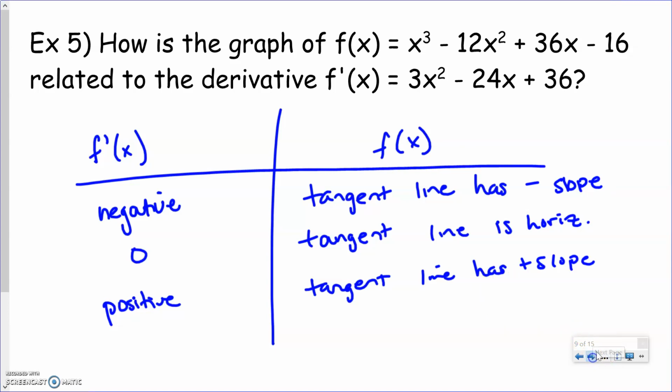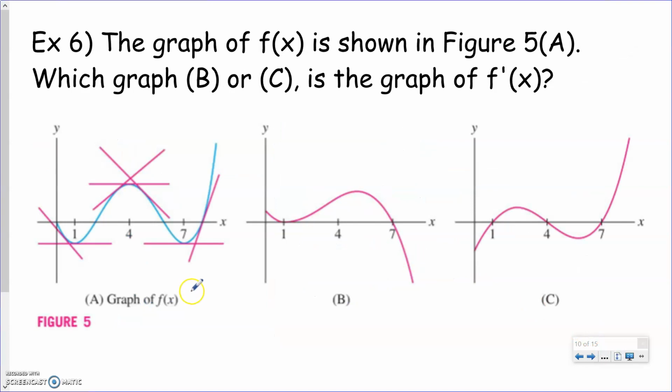Okay. Last one, and then I'm going to stop this video to talk specifically about the derivative of e to the x. But the graph of f of x is shown in figure 5a, so this first one here. Which graph, b or c, is the graph of the derivative? Okay, so notice until we get to 1, we have a negative slope here. So we need to find which graph has the area between 0 and 1 that's negative. And remember, negative is below the x-axis. So right away, I know that this is the graph of the derivative.